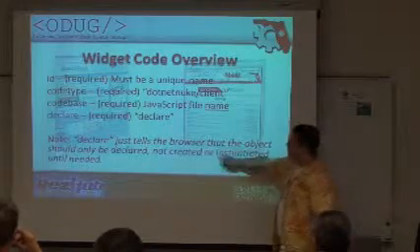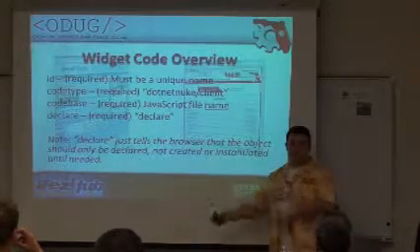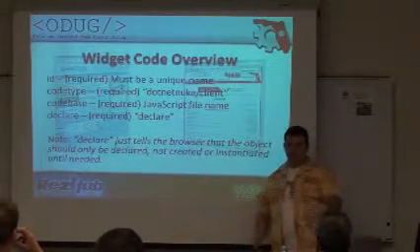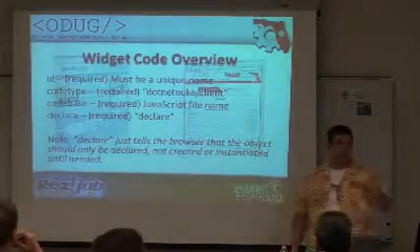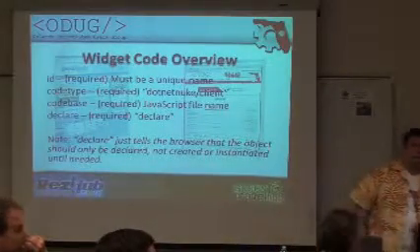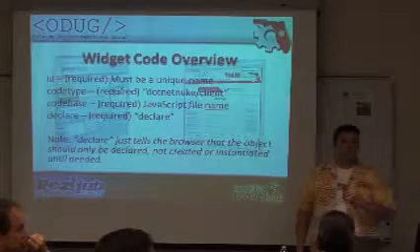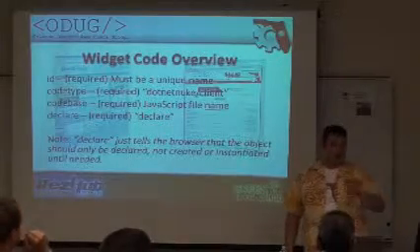What declare is, it tells the browser that the object should only be declared and that it shouldn't really do anything else with it, because .NETNuke is going to take care of that. All right? Yes, sir? Is this going in the HTML skin or the ASCX skin? It could be either. All right?